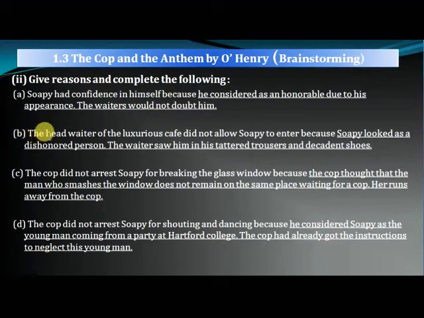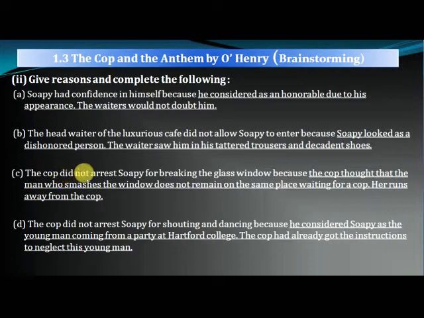The next, the head waiter of the luxurious cafe did not allow Sophie to enter. Why did he do so? Because Sophie looked like a dishonored person. The waiter saw him in tattered trousers and decadent shoes. Sophie was well dressed only till the waistline, but below it he looked like a person who could not afford good trousers and good shoes. Tattered means they were torn, and the shoes were also not in good condition.